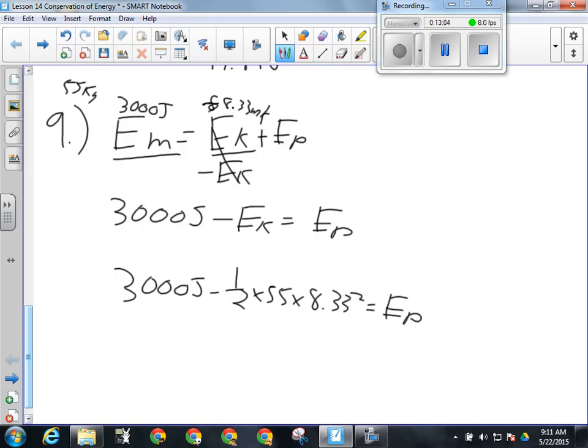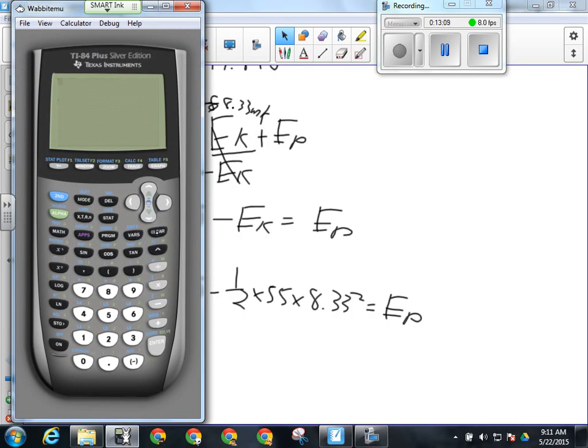And when I do that on my calculator, 3,000 minus 0.5 times 55 times 8.33 squared, there's 1,091.8 joules of potential energy as they're going over the bar. Everyone follow me on that one? As long as I understand that those two things add up to mechanical energy, if I know one of them and I know what they add up to, I can always find the other.